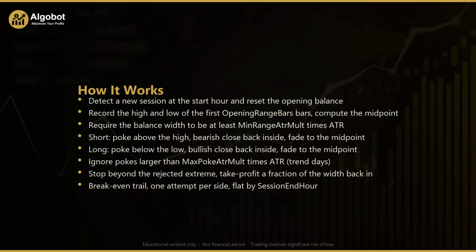The take profit is placed a target fraction of the width, 60% by default, back in from the poked high, and the stop is set a stop ATR multiple beyond that high. The long side is a mirror image. The bar's low reaches or dips below the balance low, but by no more than the same maximum poke, then closes back inside and closes above its open, a bullish reclaim. The strategy signals a long, with the take profit a fraction of the width up from the low and the stop just below it.